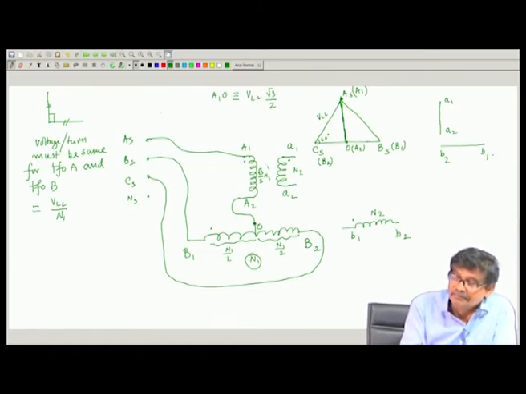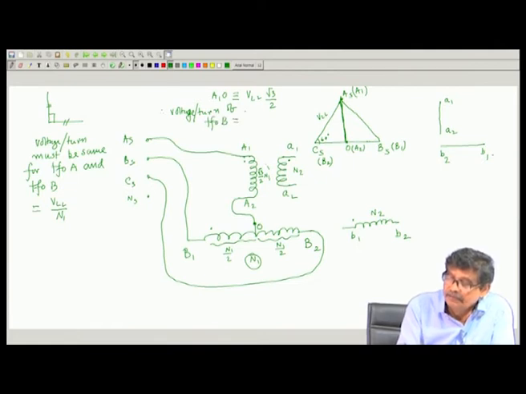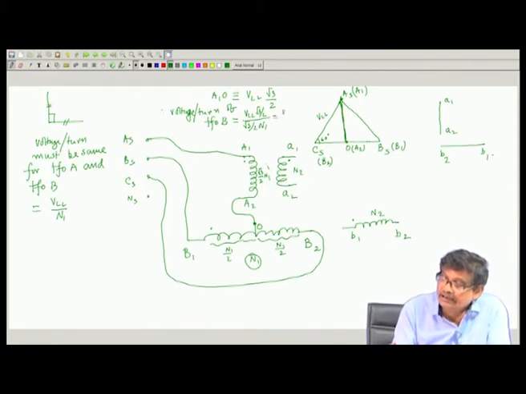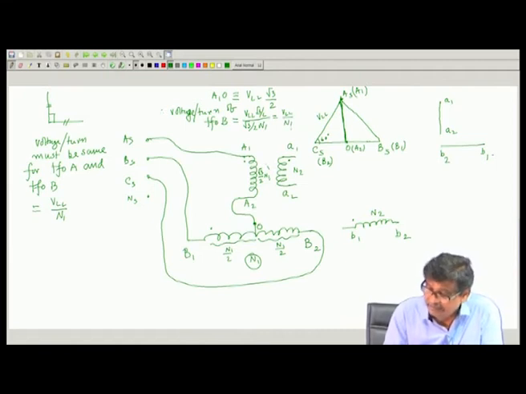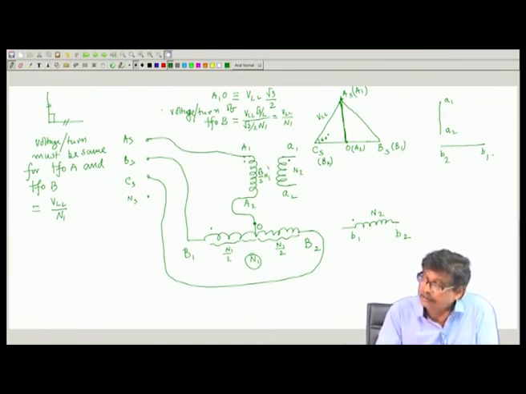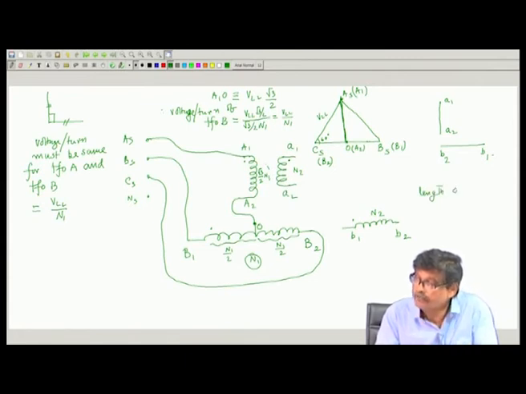Then I will write, you see, the voltage per turn of transformer B must be VLL root 3 by 2 divided by root 3 by 2 into N1, and that will tell me this is VLL by N1 as for transformer B. Therefore, the lengths of the phasors A1 A2 and B1 B2 will be VLL by N1 into N2, and they will be the same.